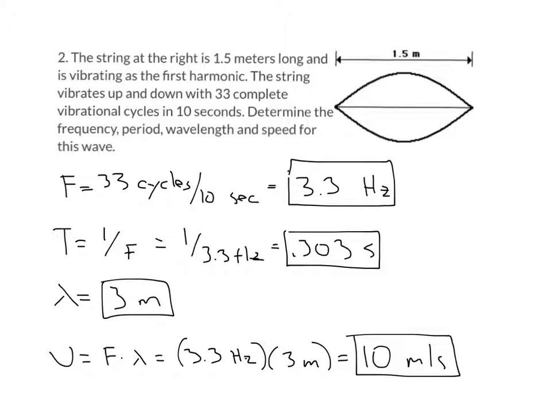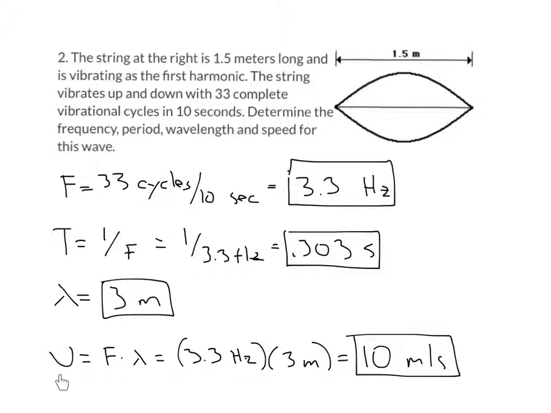So to answer these questions, the frequency: if this goes up and down 33 times in 10 seconds, so that's 33 waves in 10 seconds, the frequency is 3.3 hertz. The period, remember, is 1 over the frequency, a very useful equation. So we just do 1 over the frequency and get a period of 0.303 seconds. Wavelength. Now, this is 1.5 meters, and it's half of a wave. So a whole wave would be 2 of these, which would be 3 meters long. So that's where we get the wavelength.